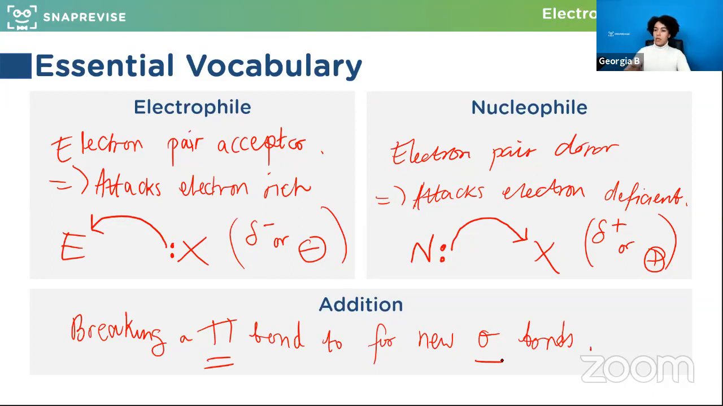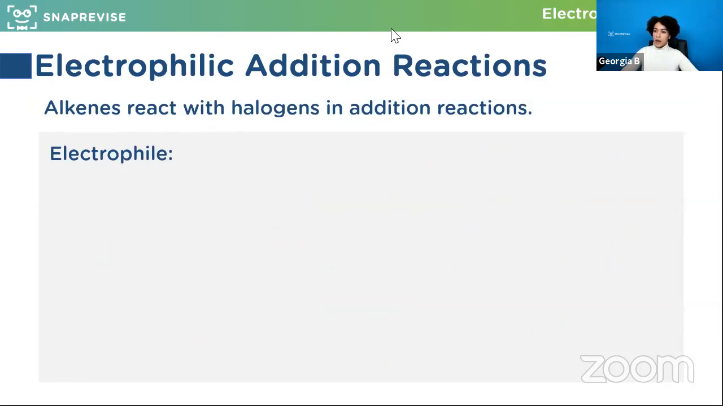Yes? No? Maybe? The lag is getting to me. Yes? No? I have no responses. I can't tell if it's because there's a lag. So we're going to see more of what that means when we actually draw the mechanism. So I think if you're a little bit confused, then that will definitely help.